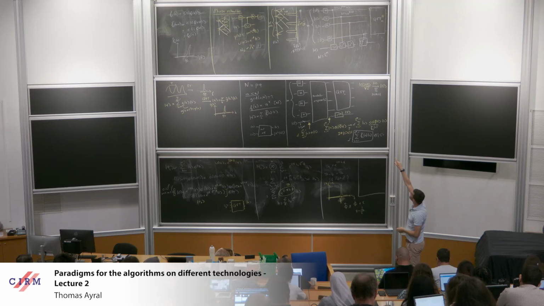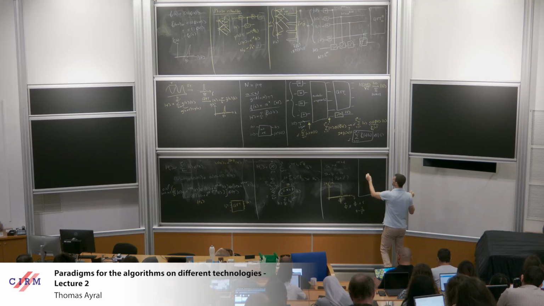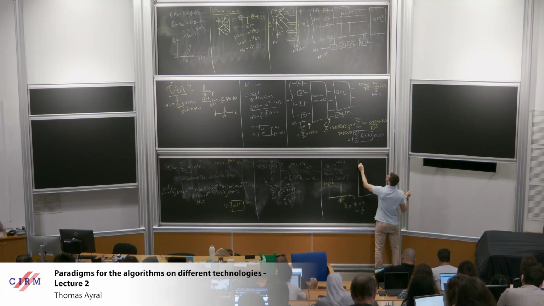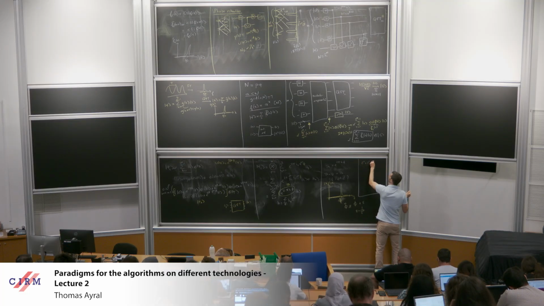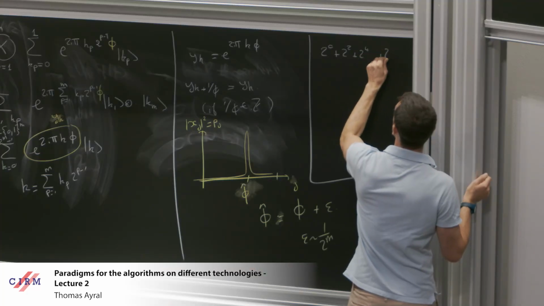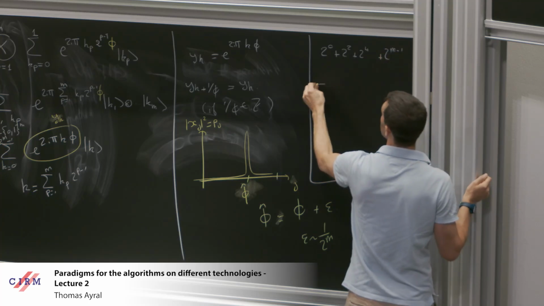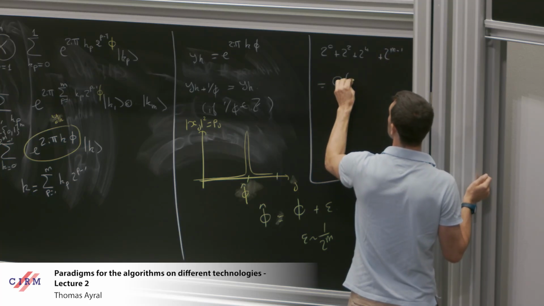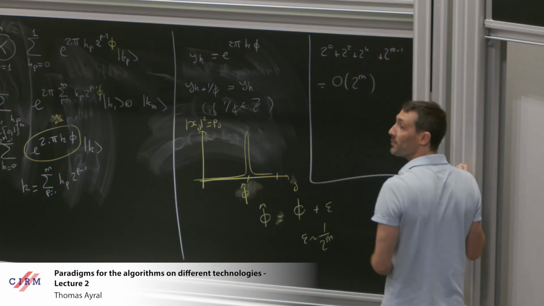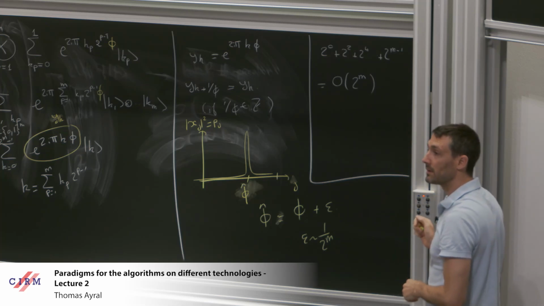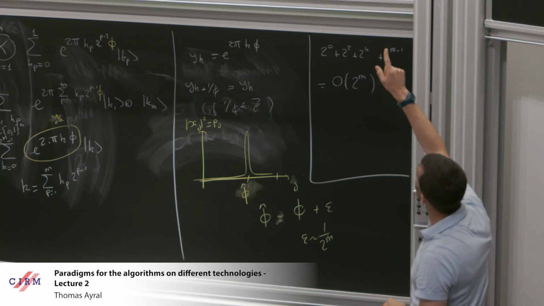But then let me count the number of controlled-U^2, controlled-U^4, and so forth. Essentially, if I want to count how many operations that is, it's 2^0 plus 2^2 plus 2^4 plus up to 2^(m-1). And you can do this geometric series, and you will find that it's 2^m operations, if you want to implement this.